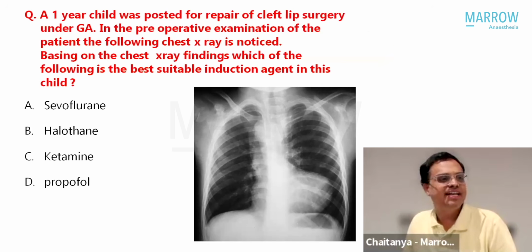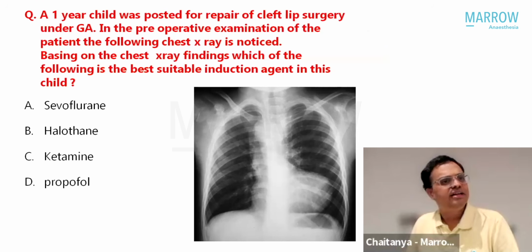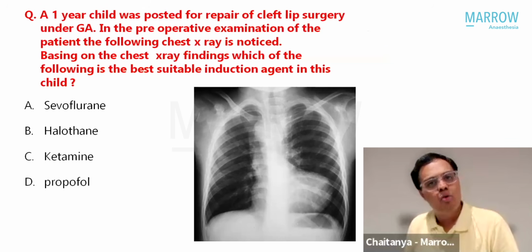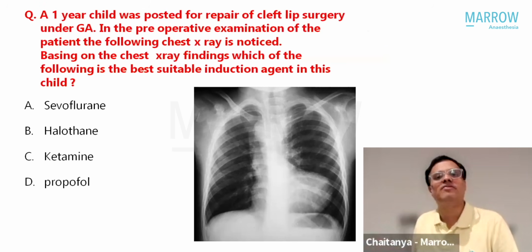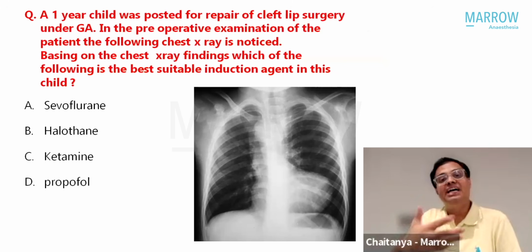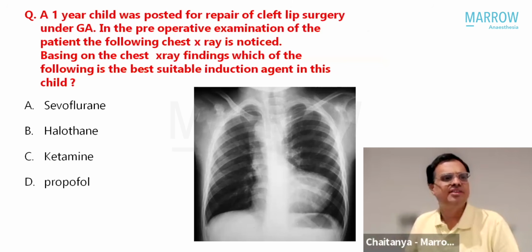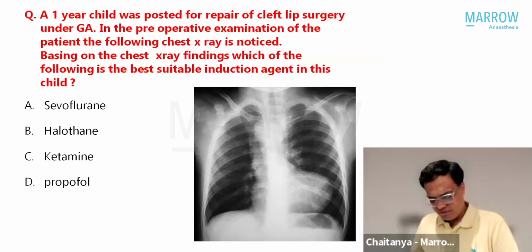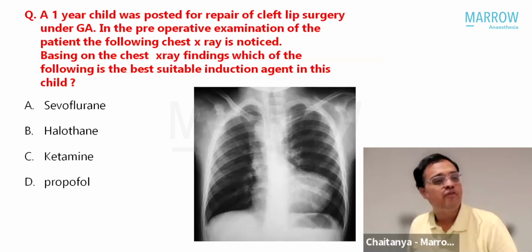Exactly. So I just wanted to highlight this kind of interlinkage. Tetralogy of Fallot, boot-shaped heart, ketamine, because ketamine is the only agent which will maintain the systemic vascular resistance and it will not increase the shunt fraction. That's the reason why, boot-shaped heart. That's the reason why we avoid propofol, right?